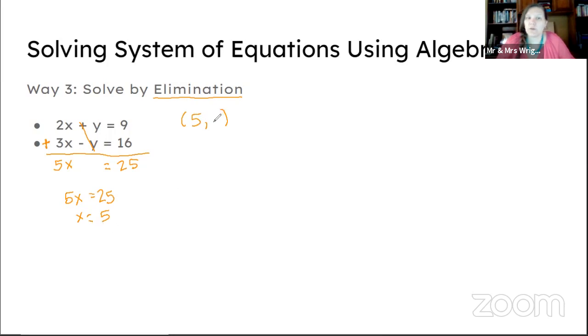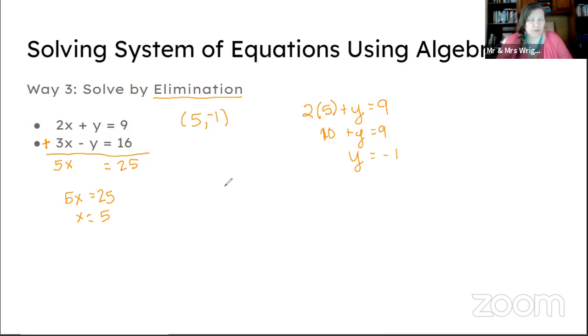Now, how do we find the y? Well, we're going to find the y the exact same way that we found the y on the last problem. We're going to substitute this 5 into the place of one of the x's here and figure out what the y is that way. So I'm going to do 2 times 5 plus y equals 9. Okay, so I've got 10 plus y equals 9. Then I need to subtract 10 from both sides. So my calculator, 9 minus 10 is -1. Y equals -1. So my answer is 5, -1.